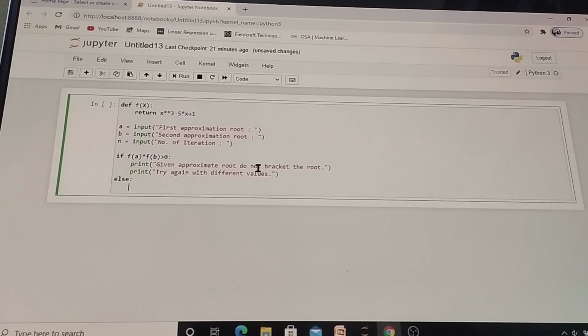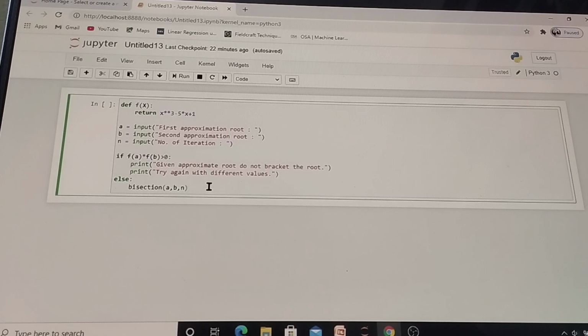So what should happen then? We should enter the actual bisection method. Here I am writing it like this. Here this is the bisection method. I am going to define it now, where I will give the values of a and b that we have given here and the number of iterations. So the bisection method will work for these 3 variables.